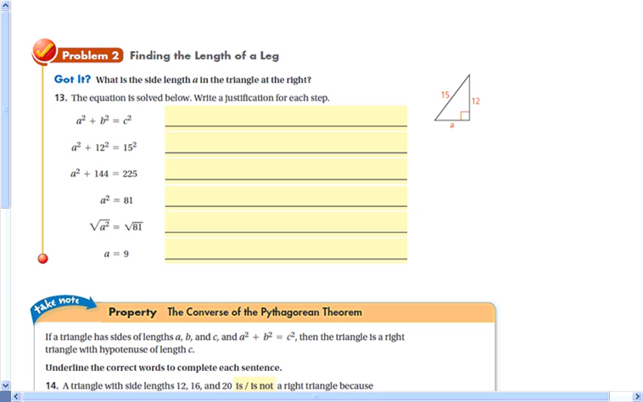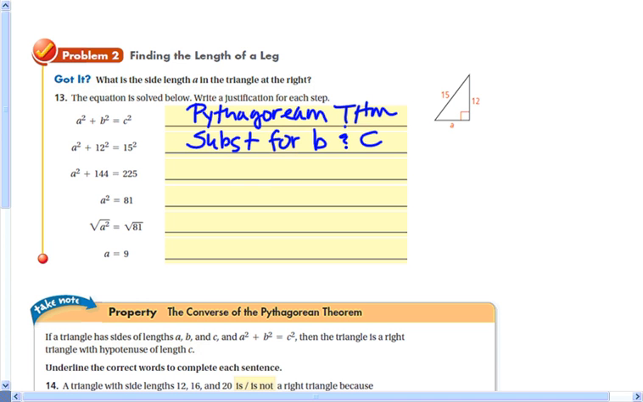All right, so here's our triangle, here's our Pythagorean theorem. All the work is done. We're just going to write what we're doing in here. So that's the Pythagorean theorem. Now we're going to substitute a value for b and for c, b being one of the legs, c being the hypotenuse. Okay, then we're going to simplify the squareds.